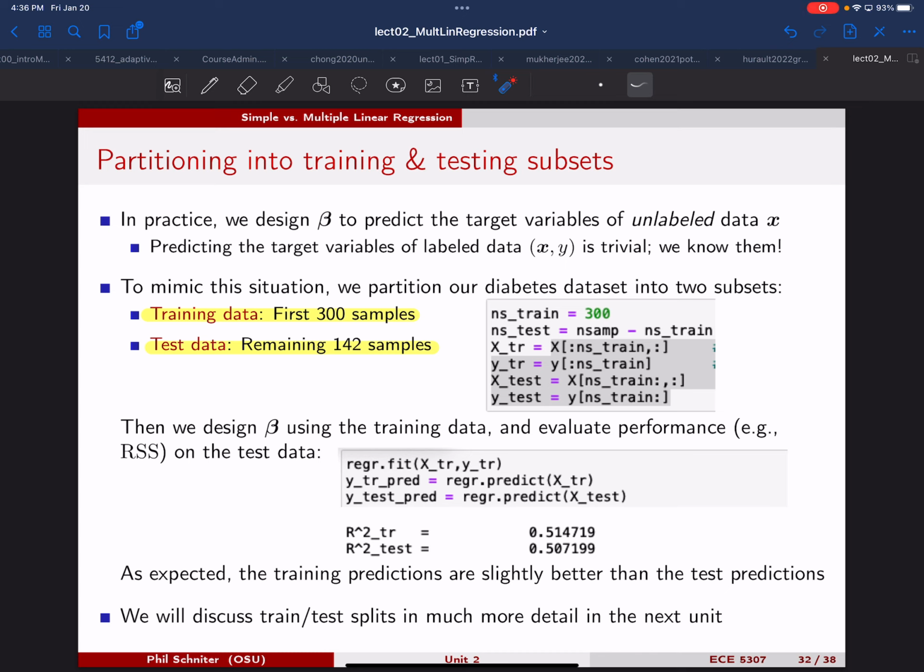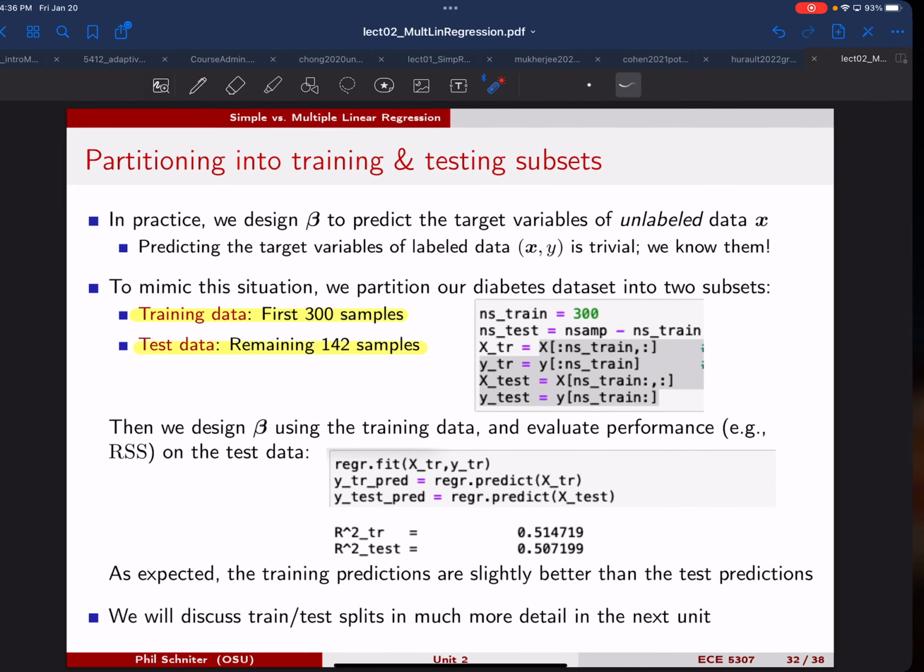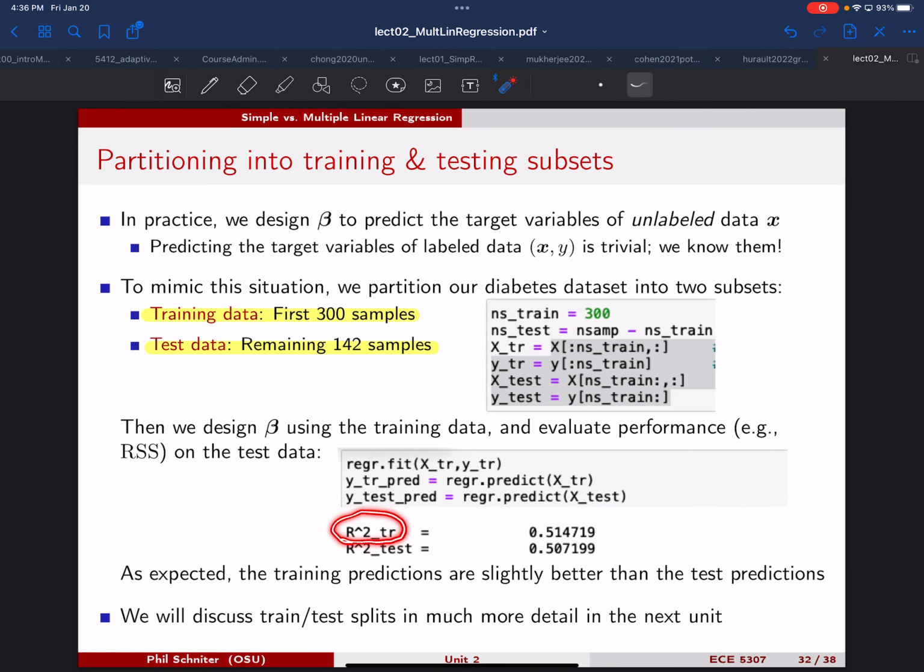Because the model is really minimizing. There's no other betas that get you an R squared on the training that's lower than this. It's impossible.